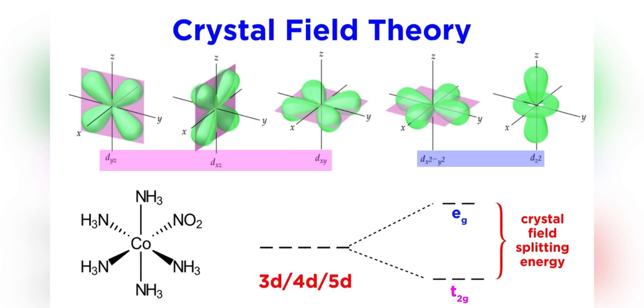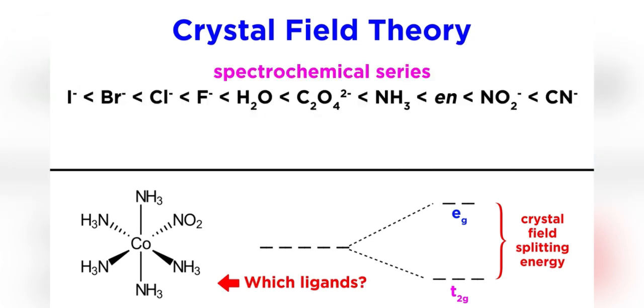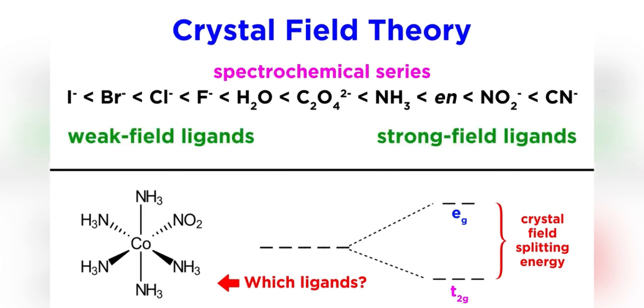The magnitude of this energy gap will depend on whether the orbitals involved are 3d, 4d, or 5d orbitals, as well as the identity of the ligands themselves, with the impact following this trend here, called the spectrochemical series. On the left we have weak field ligands, and on the right, strong field ligands. Let's put this into context.